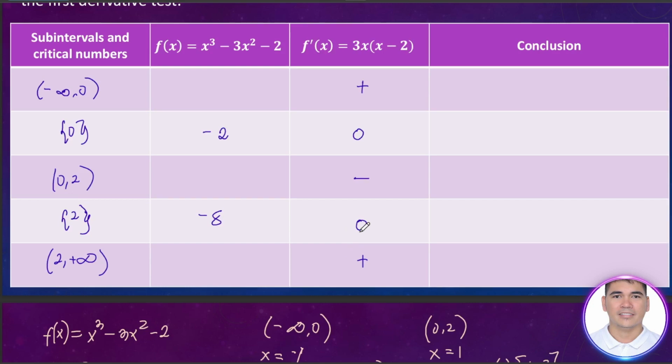So, what are we going to put here? Since this is positive, our f is increasing. Now, since this is 0, our f has a horizontal tangent line. Then, negative 2, based on this illustration, is greater than negative 8. So, negative 2 is a maximum value.